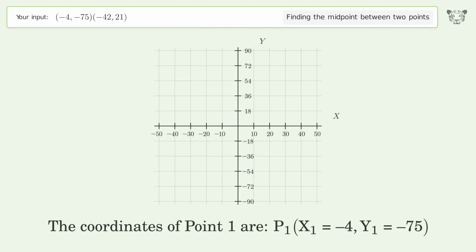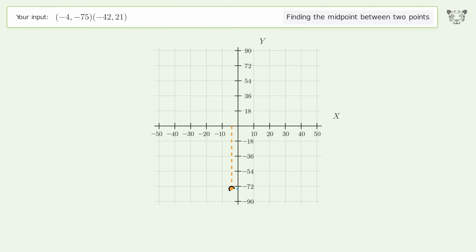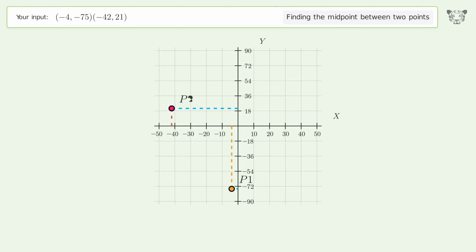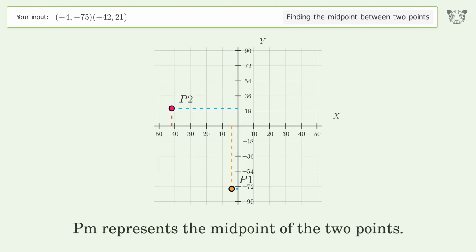The coordinates of point 1 are x1 equals -4, y1 equals -75. The coordinates of point 2 are x2 equals -42, y2 equals 21. PM represents the midpoint of the 2 points.